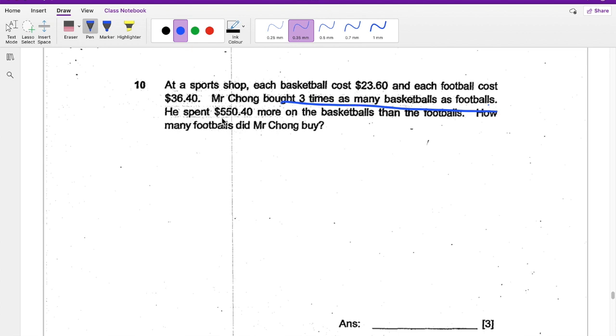So he spent 550 and 40 cents more on the basketball than football. So how many footballs did he buy? Well, we assume there are n footballs, right? So based on this, we know that there are 3n basketballs. So what we want to do is form an equation based on the amount spent more on basketball than football, right?